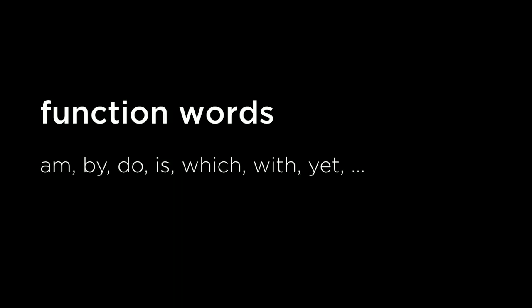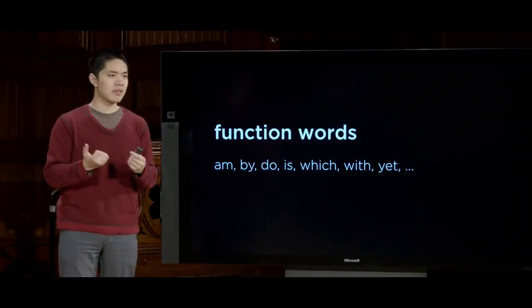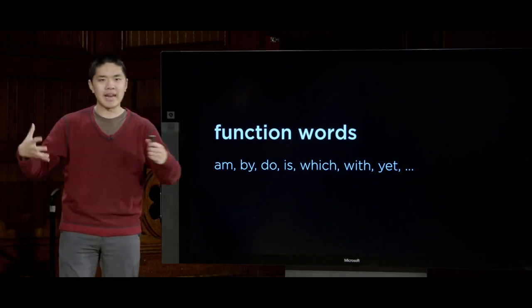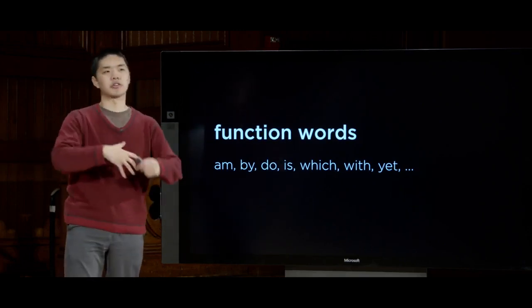These are words like am, and by, and do, and is, and which, and with, and yet. Words that on their own, what do they mean? It's hard to say. They get their meaning from how they connect different parts of the sentence. And these function words are what we might call a closed class of words in a language like English. There's really just some fixed list of function words, and they don't change very often. There's just some list of words that are commonly used to connect other grammatical structures in the language.